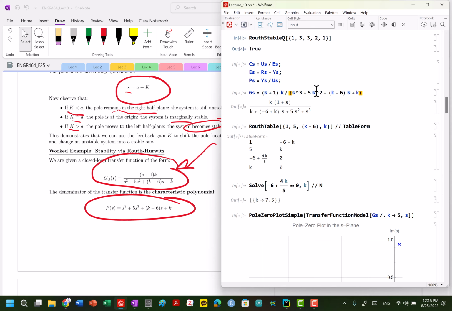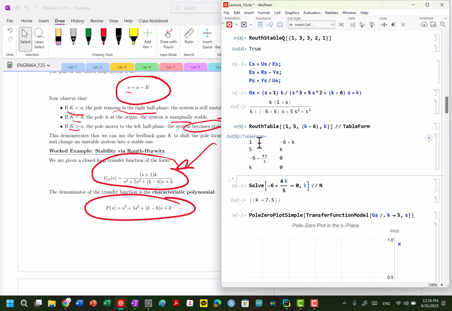Can we just look at the coefficients? If we just look at the coefficients and they're all greater than 0, it should be stable, right? Unfortunately, no. It's a third-order system, so we have to do Routh-Hurwitz. So we're going to say 1, 5, the coefficient k minus 6, and then k.